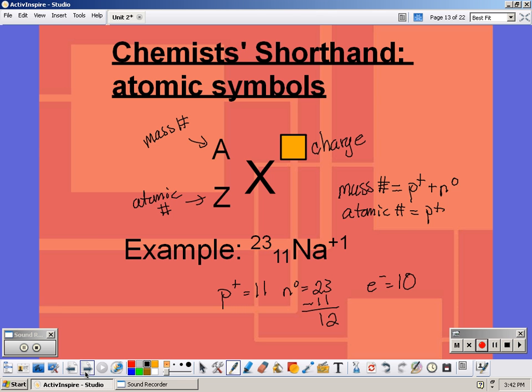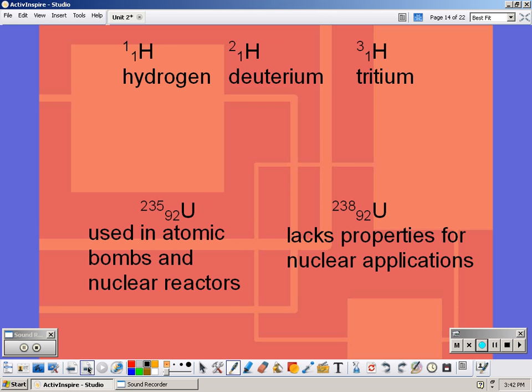All right, another example. Hydrogen actually has 3 isotopes. You have the traditional hydrogen, you have a deuterium and tritium isotopes for hydrogen. So what's the difference? Well, it's hydrogen, so they all have a proton. There's no charge, so they all have 1 electron. So the difference comes down to the neutrons. Here we have a mass of 1, so we don't have any neutrons. Here we have a mass of 2, so we have 1 neutron, and then a mass of 3 means I would have 2 neutrons.